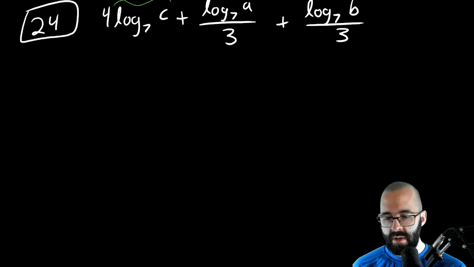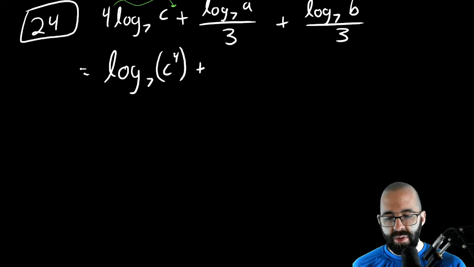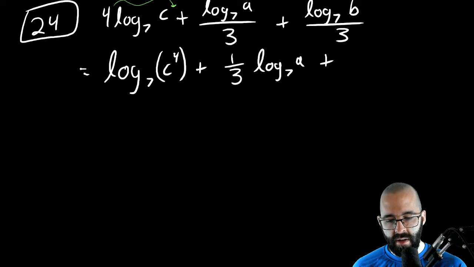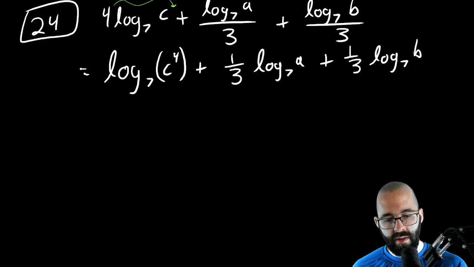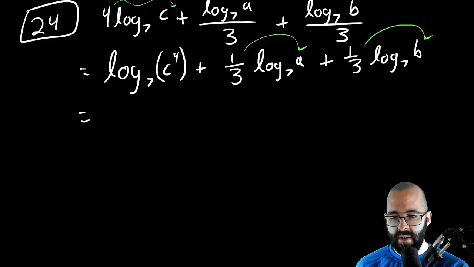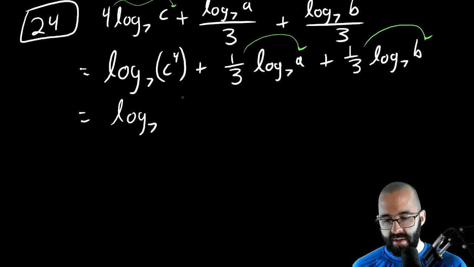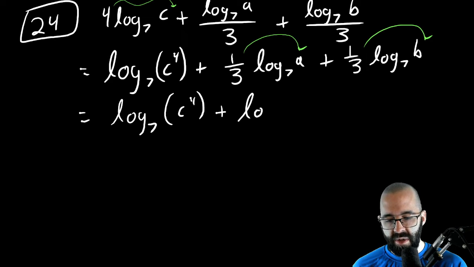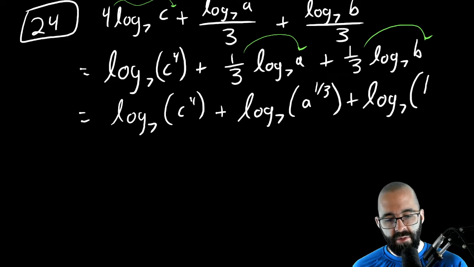We use the power rule on this first one to get log base 7 of c to the 4th. And for the other ones, we remember that dividing by 3 is the same as multiplying by a third. Oh, and this one is also positive. The last one was negative. And now we can use the power rule again. 1/3 goes into the exponent. We get log base 7 c to the 4th plus log base 7 of a to the 1/3 plus log base 7 of b to the 1/3.